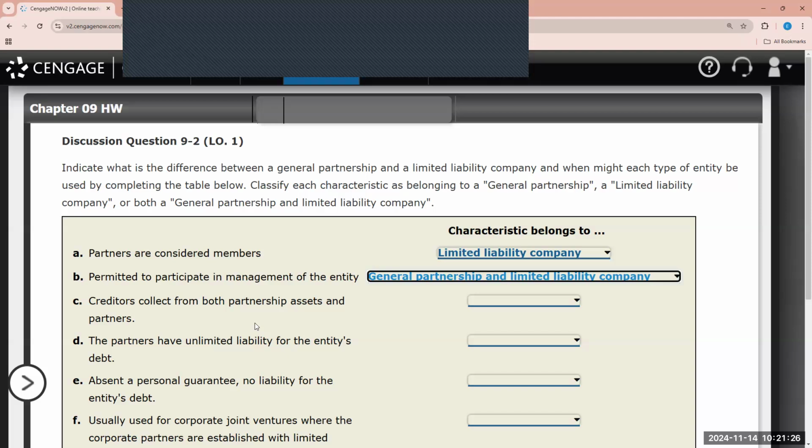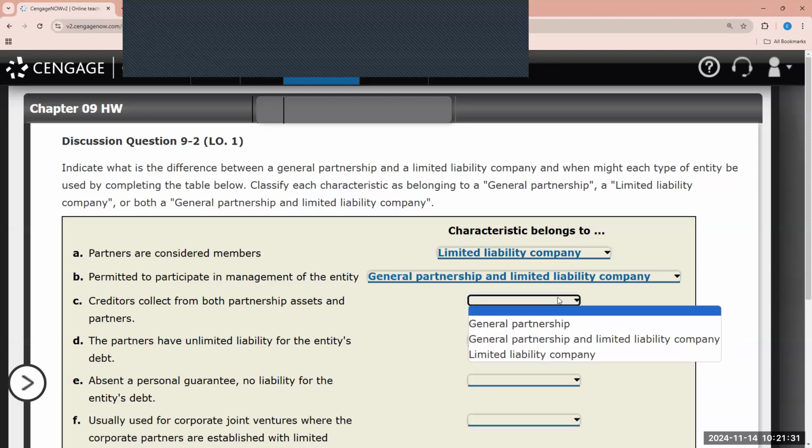Here we have creditors collect from both the partnership assets and the partners. So that's why a lot of times individuals will decide to create an LLC, because they essentially want to be able to shield themselves. Then we also have what's called a limited liability partnership, an LLP. This is like for professionals like doctors, accountants, etc. They don't want to be held liable for the misconduct of another partner. But that's obviously not one of the answer choices. So the correct answer for this would be a general partnership.